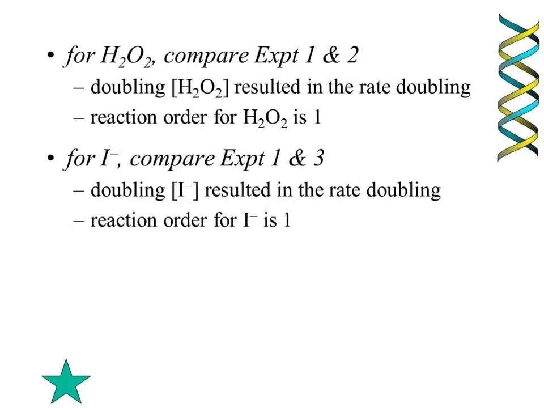And if we compare 1 and 3, the only thing that's changing is the I minus, and it's being doubled. Again, if you divide that 2.30 times 10 to the negative 6th by the 1.15 times 10 to the negative 6th, you'll get 2, which is doubled. So it also is reaction order of 1. But if you would have divided those two and got a 4, that's a quadruple, and that goes with reaction order of 2.